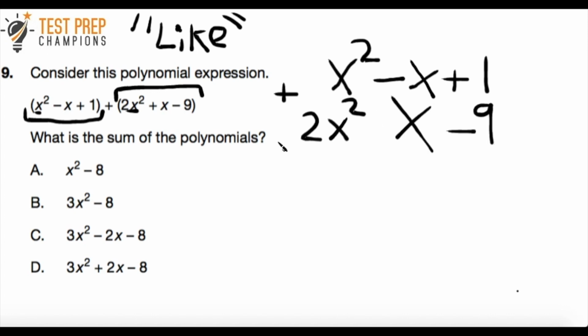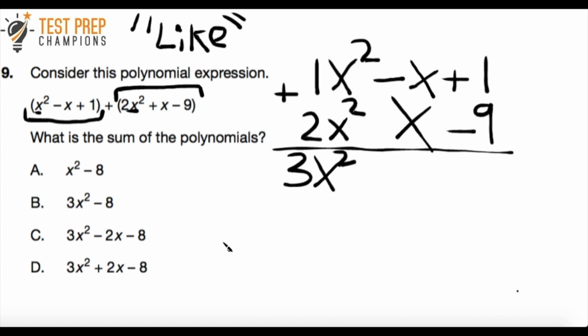Okay, so now we can add these up. We're not going to touch the x squared itself. We're just adding the numbers in front of it. Remember I said you can think like there's an imaginary 1 here. So you do 1 plus 2, which gives us 3, and you just bring that x squared down. You don't change it. So we've got 3x squared. Now we've got -1 plus 1, and hopefully you know that that's going to be 0.